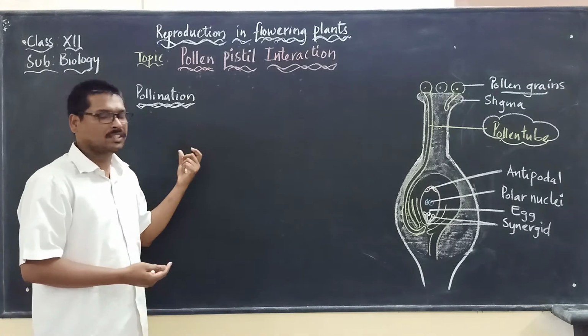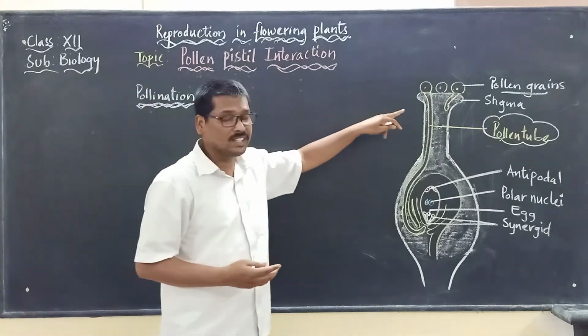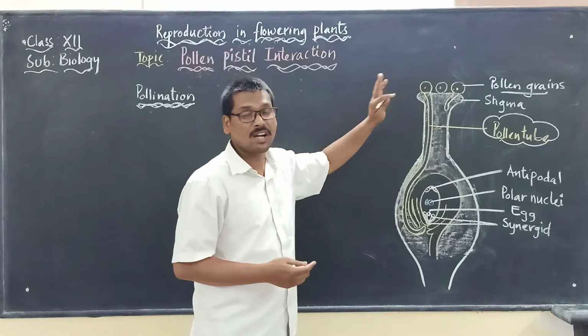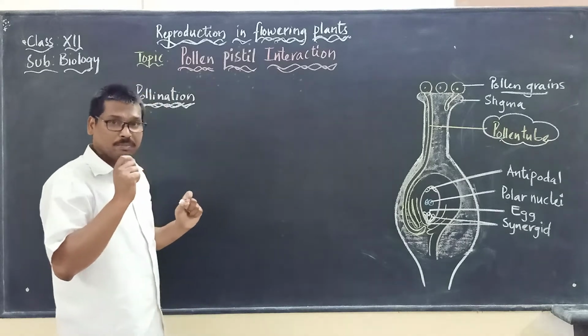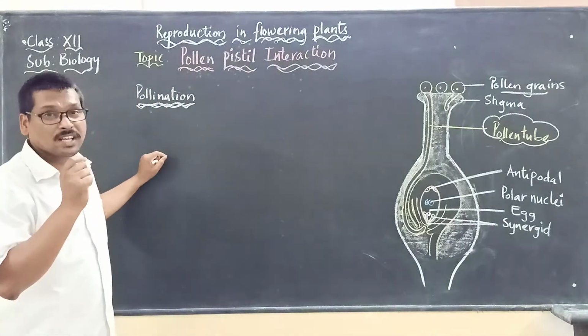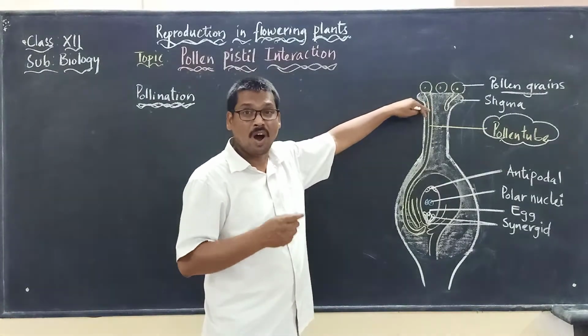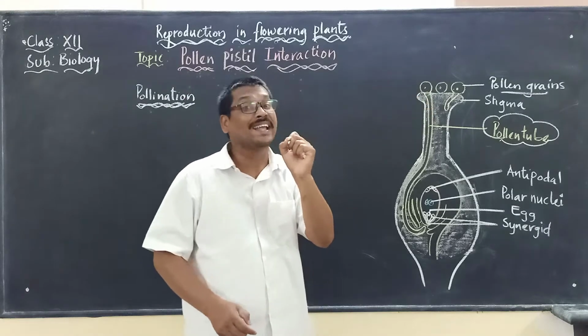What is pollination? It is the transfer of pollen grains from the anther to the stigma of a flower. But here we have to remember that all the pollen grains that are falling on the stigma may not be the right type.